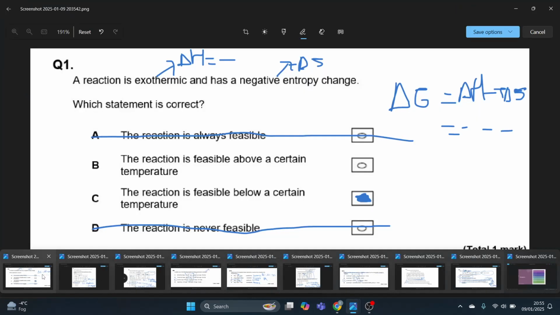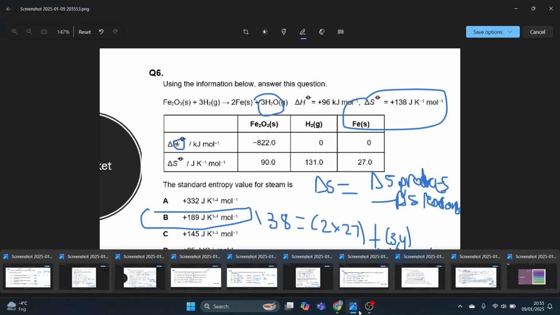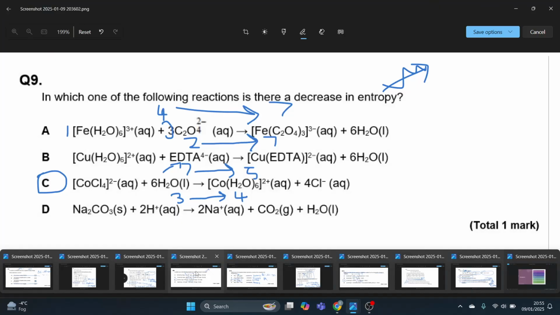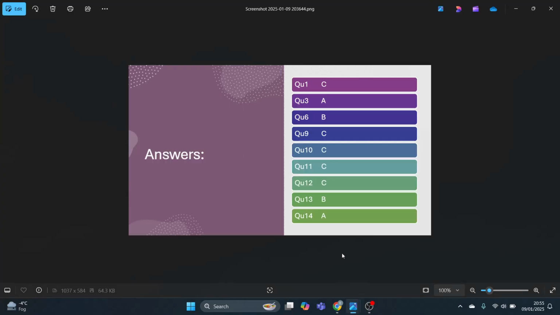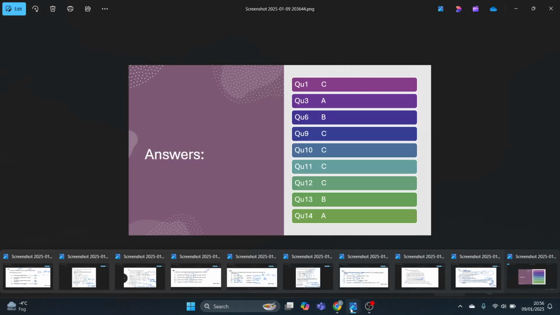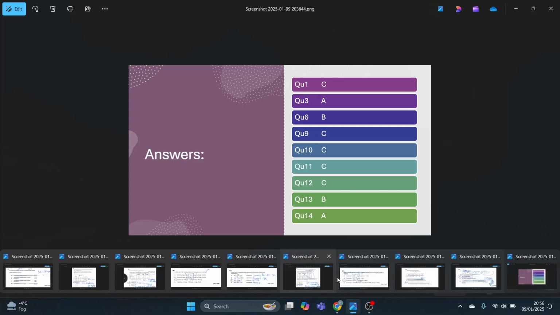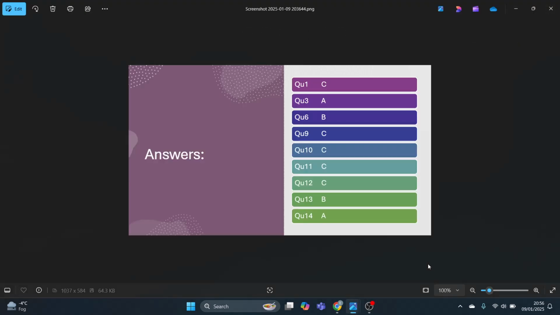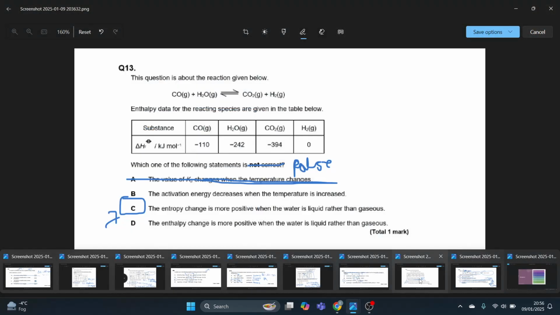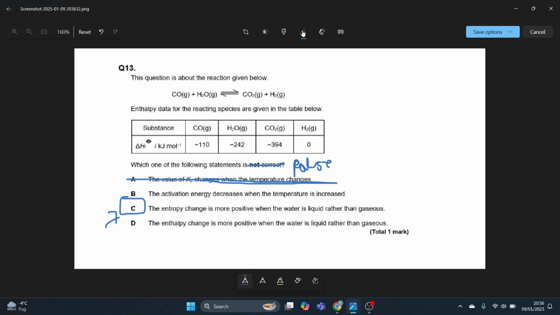Now let's mark it. Question 1, C. Question 3, A. Question 6, B. Question 9, C. Question 10, C. Question 11, C. Question 12, C. Question 13, B. And question 14, A. So 13 I got wrong, and 13 was probably the one I was least confident with, so it makes sense.